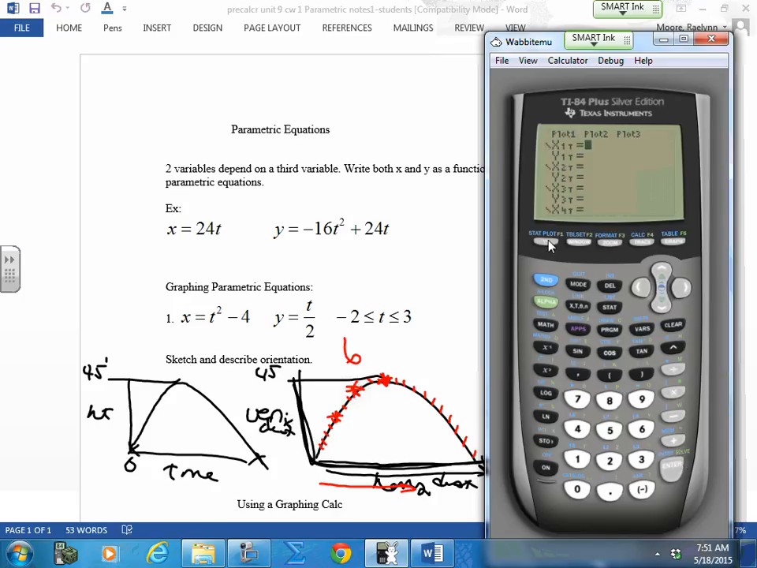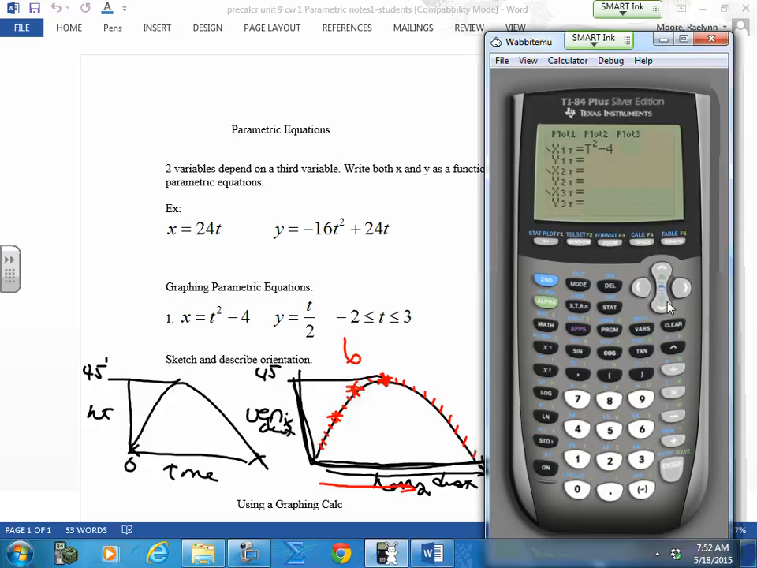Now hit your y equals. See what it's giving you? It's giving you two sets of equations over t, over time: your x equation and your y equation. So if you take a look at this, the one we're going to graph, in your x you're going to put t squared minus 4. As soon as you hit this x button, where it says XT, theta, n, in parametric mode you get a t. So we're going to put in t squared minus 4.